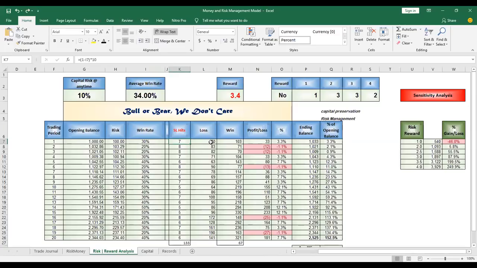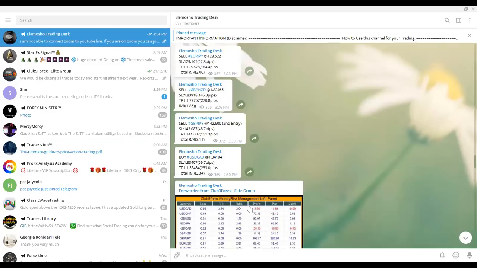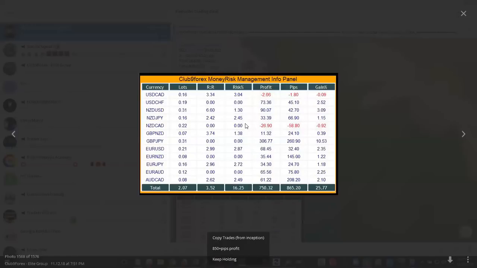Now, 7 hit your stop loss. That means you have lost $70. However, 3 hit the target. 3 times 3.4 is what gives us this 103. The 103 minus the $70 that you lost still gave you a profit of $33. That is why I have this table, and it is that same indicator that I showed you that will give you those statistics.